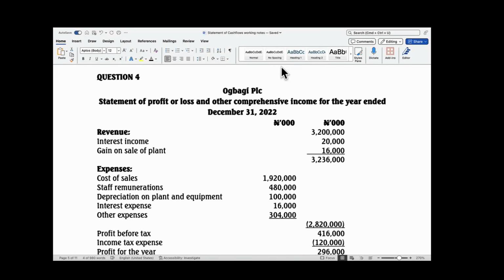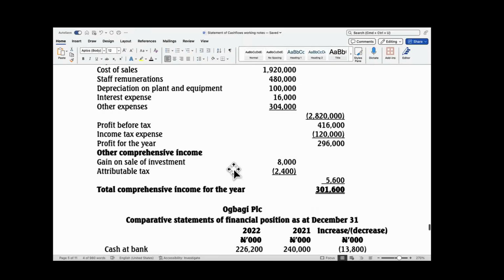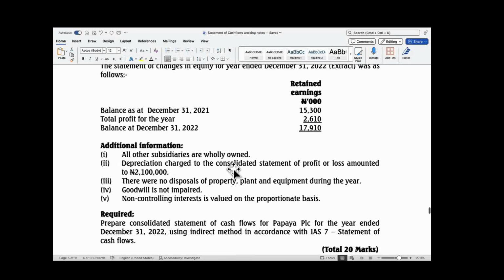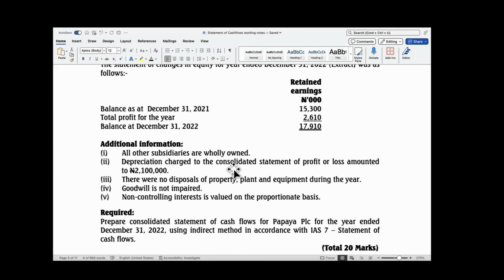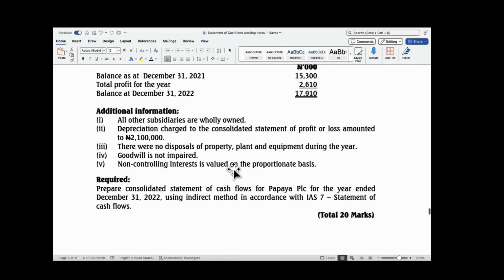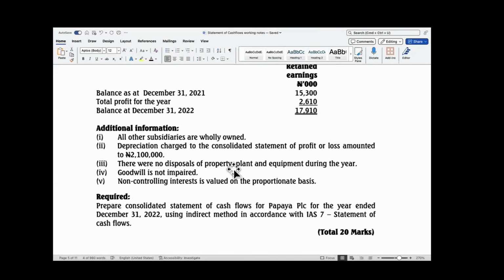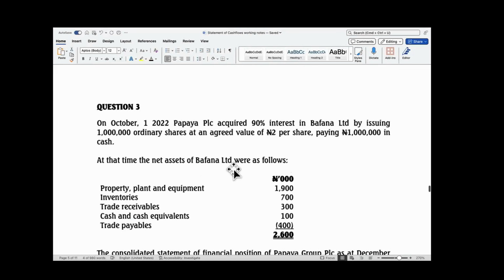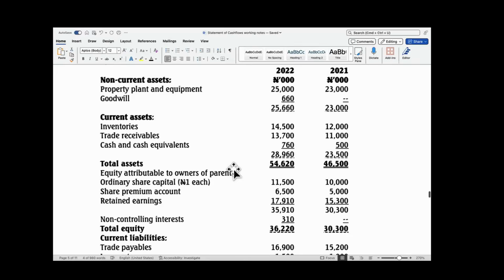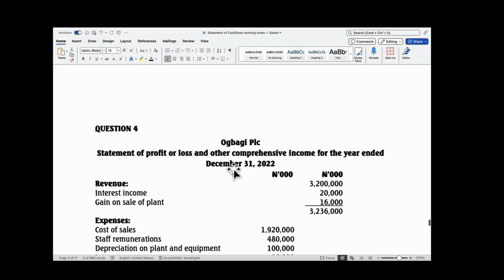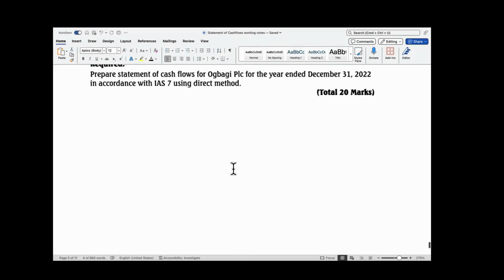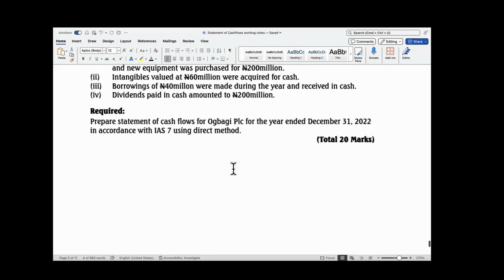Okay, let's solve this other one on direct. Then when we come next week, we're going to solve the question on consolidated. So, those doing FR as well, you also need to know consolidated because this is a past question. We're going to solve 2 questions on consolidated next week to finish up cash flows. But let's solve this direct method now.